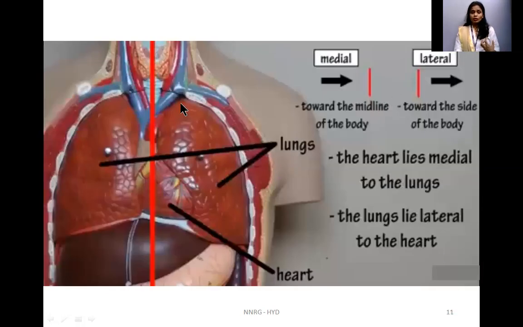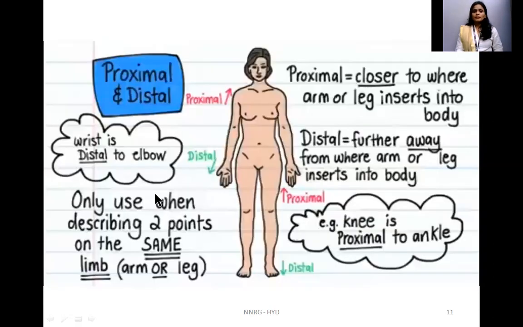With an organ example, these are the lungs and this is the heart, wherein the lungs are away from the midline, whereas the heart is very close to the midline. That's why the heart lies medial to the lungs, whereas the lungs lie lateral to the heart. They are away from the midline, that's why they are lateral to the heart, and the heart is medial to the lungs. Now, after medial and lateral, we will study proximal and distal.